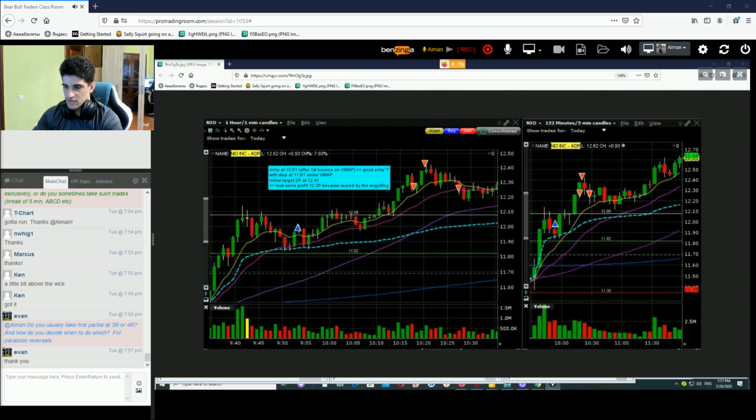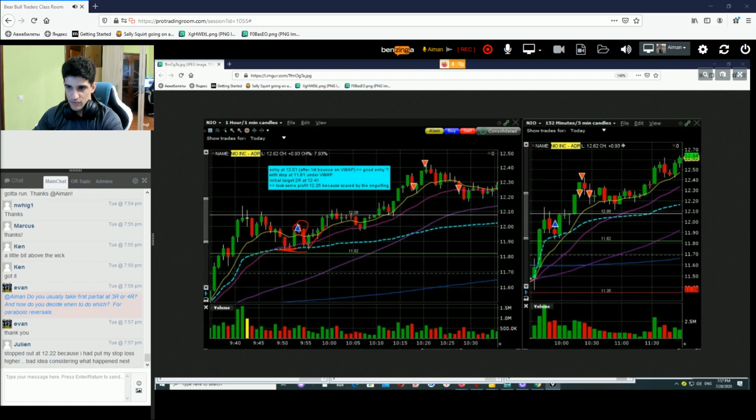So NIO. ABCD pattern, right? 1, 2, 3 candles. A pullback candle. Bouncing off VWAP up. I would have waited a little bit more, but still not bad. I see that you are taking it to the long side for an ABCD pattern. Stop loss, the low of the wave. Look at this. He implemented a technical stop loss right there, because of which he didn't get stopped out. Entry at 12.01, good entry.